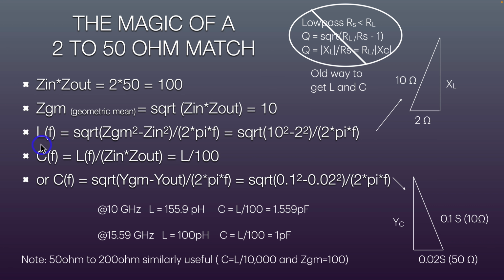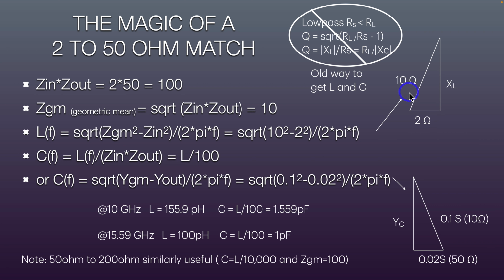If we just look at some inductor at a given frequency, you can calculate that based on a triangle in the complex impedance plane, where you're looking at the geometric mean, so this 10 number that we've got up here, minus the input impedance, squared, over 2 pi f to get your inductance. In this case, that turns out to be the square root of 10 squared minus 2 squared, over 2 pi f.